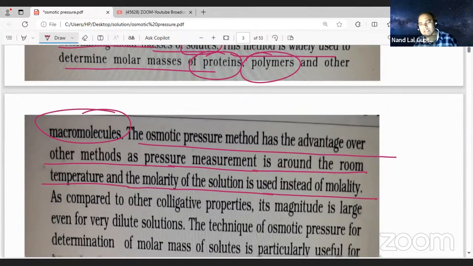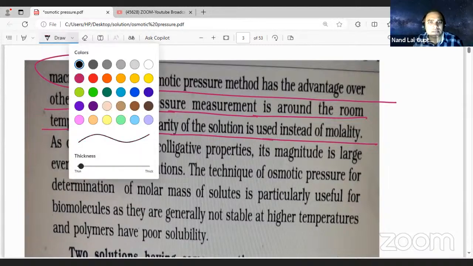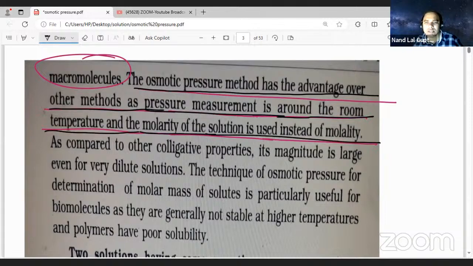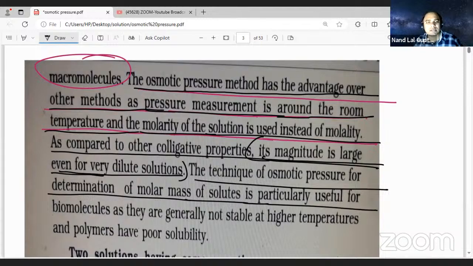So if it is at room temperature, you can use osmotic pressure. It is an advantage. The osmotic pressure method has the advantage over the other methods as pressure measurement is around room temperature and the molarity of the solution is used instead of molality. As compared to other colligative properties, its magnitude is very large, even for very dilute solutions. The technique of osmotic pressure for determination of molar mass of solute is particularly useful for biomolecules as they are generally not stable at higher temperature, and polymers have poor solubility.